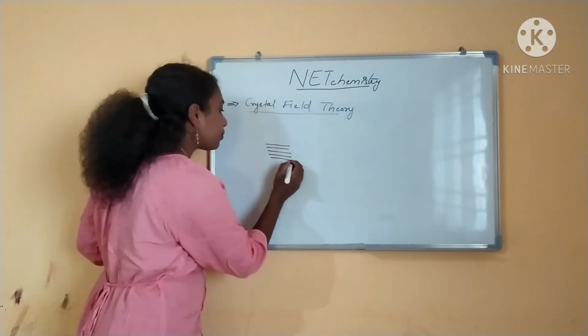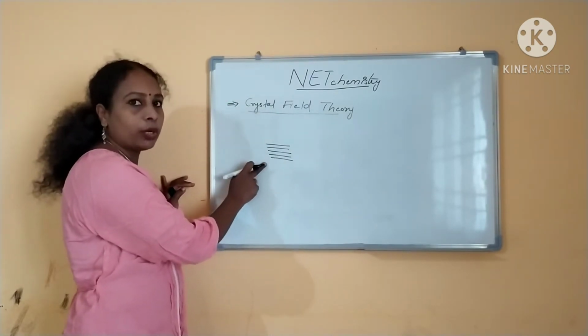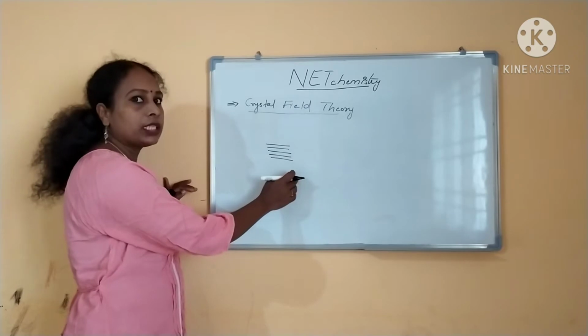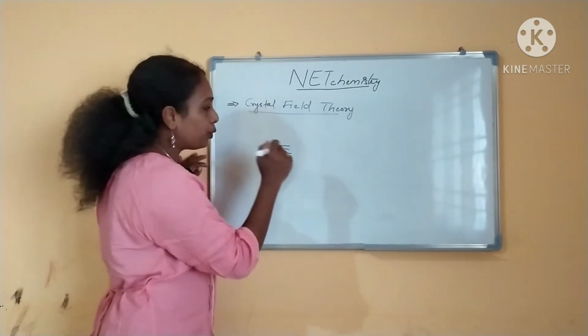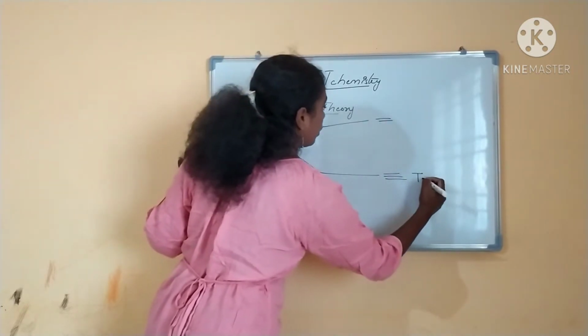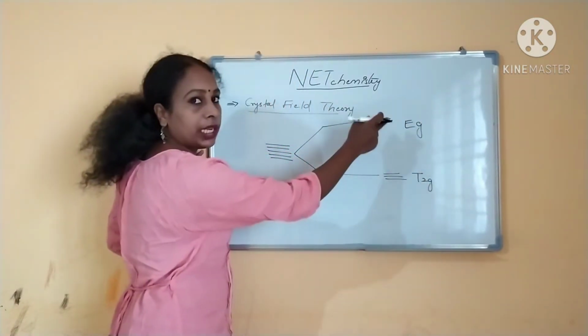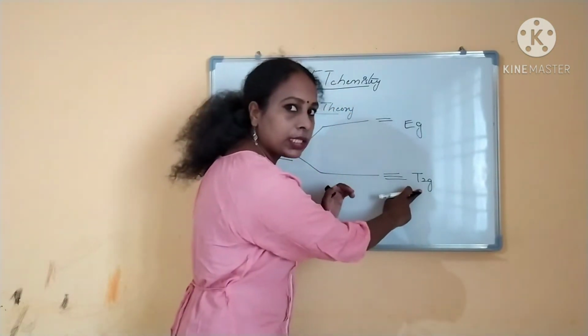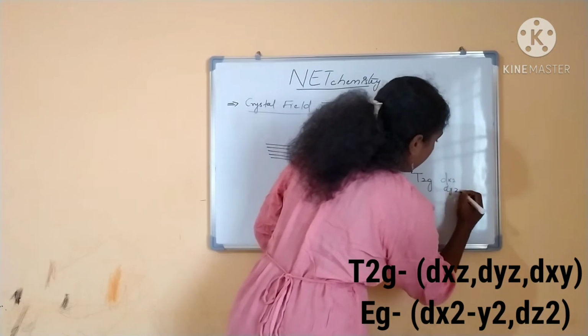First is octahedral environment splitting. These are the d orbitals in a pure metal. Five d orbitals are there, of the same energy level. Once it is in the octahedral field, this will split into two sets, T2G and EG. What orbitals consist of T2G? dxz, dyz and dxy.